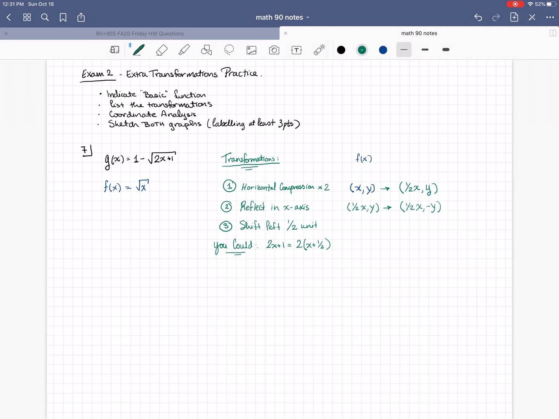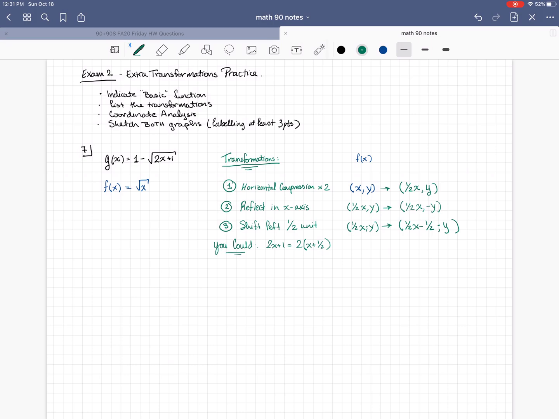Let's do the coordinate analysis. So we're starting at 1/2 x, comma, y. The shift left is not going to impact the y coordinate. It'll just impact the x coordinate. It'll subtract a half from it. And again, we already did the reflection in the x-axis, so let's not forget that negative in front of our y.